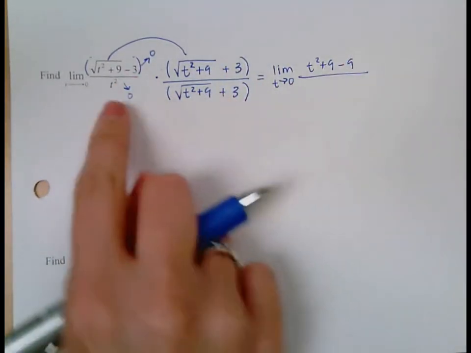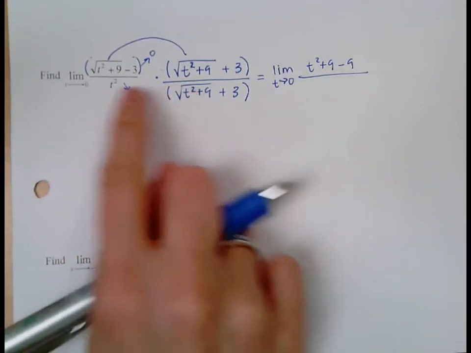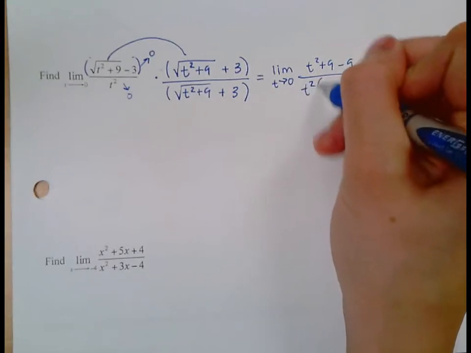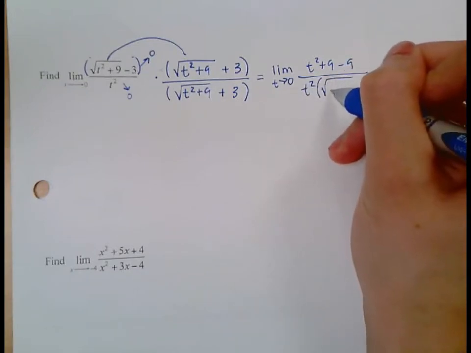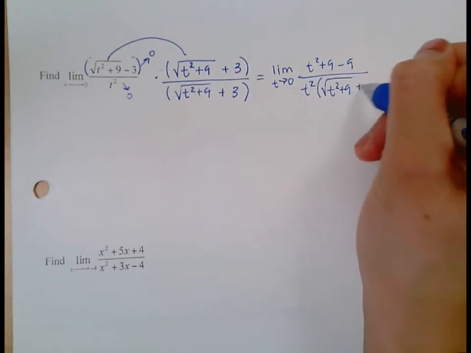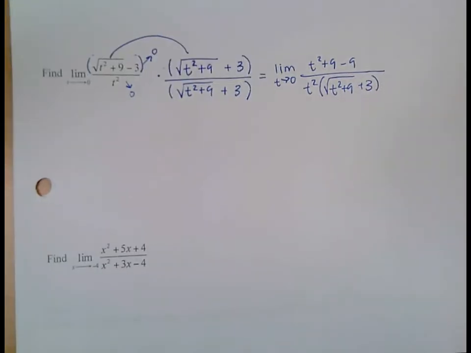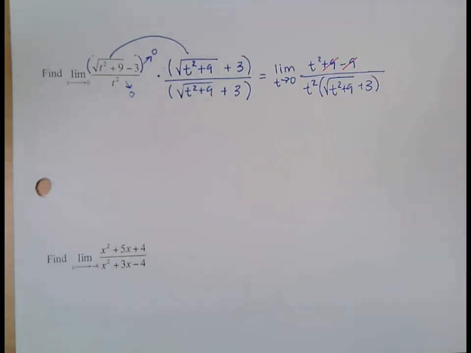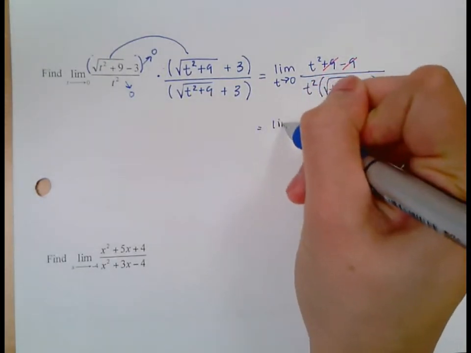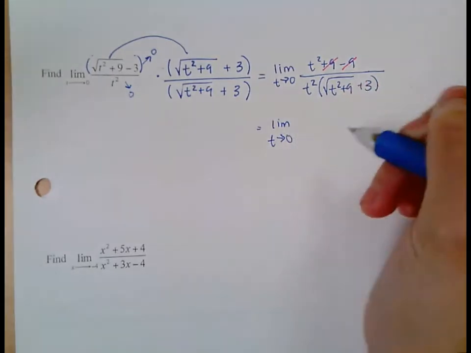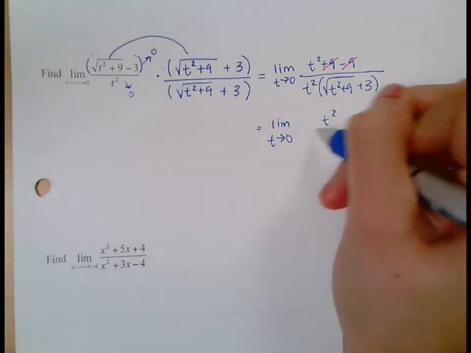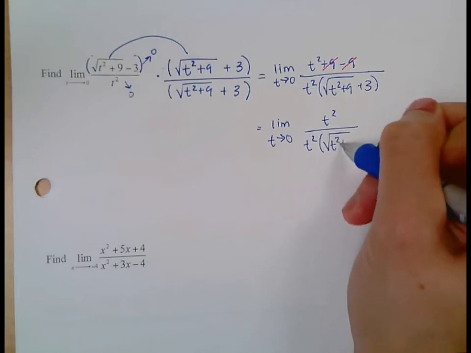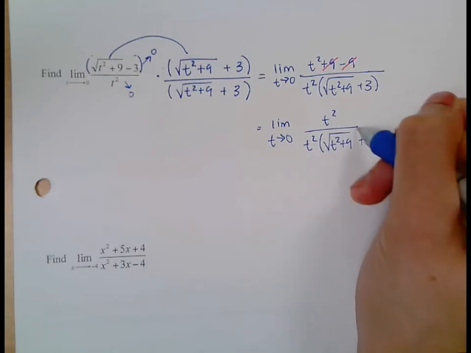In the denominator, do not distribute the t squared to both terms, just leave it as factored. So leave it as t squared times the quantity square root of t squared plus 9 plus 3, and you'll see why. So here, the plus 9 minus 9 on the top cancel. So I just have the limit as t approaches 0 of t squared over t squared times the quantity square root of t squared plus 9 plus 3.